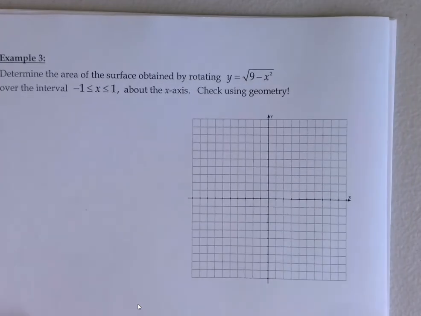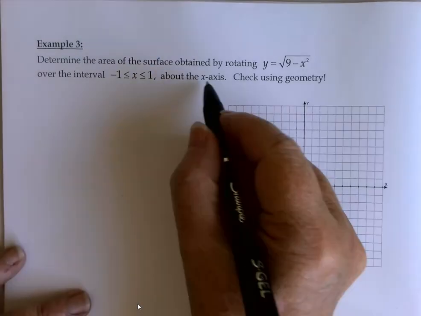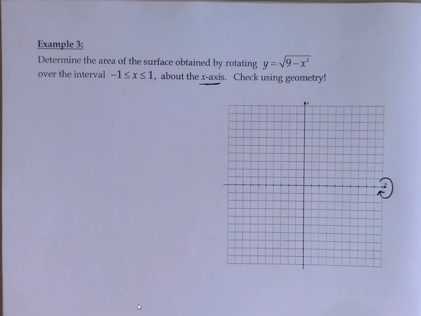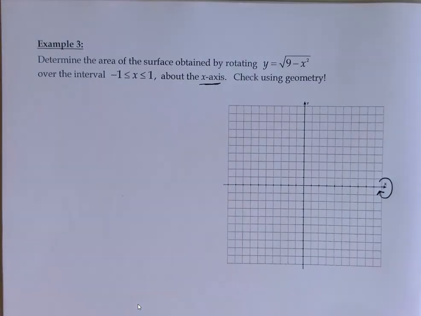All right, let's take a look at example 3. We'd like in this one the area of the surface obtained by rotating y is equal to the square root of 9 minus x squared over the interval as x goes from -1 to 1. And we want to rotate around the x-axis. So once again, just as a reminder, if we're going around the x-axis, we have to have the form y equals f of x. And in this case, we do. Y equals. So we're good. Don't have to solve it.